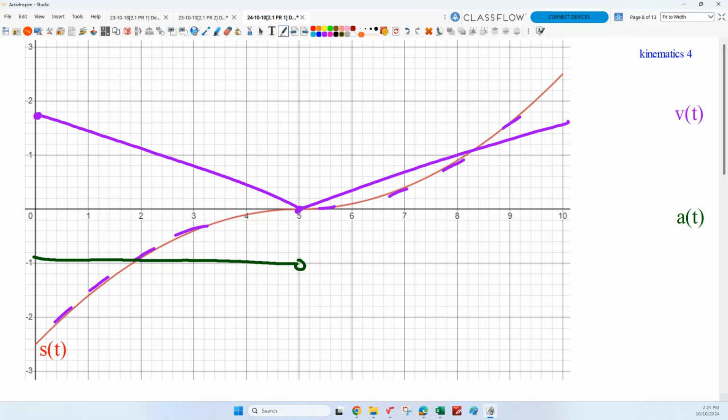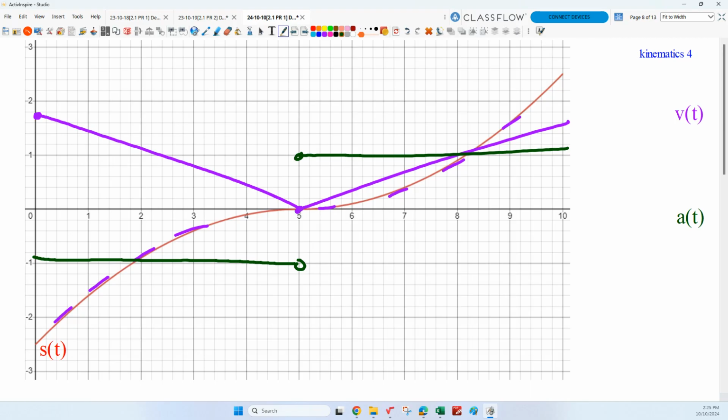What's going on? I'm speeding back up because I'm going from no velocity, right, up to positive velocity. So it just looks like that, doesn't it? Right? Because from 5 to 10, the invisible hand must be pushing me forward. Agreed?